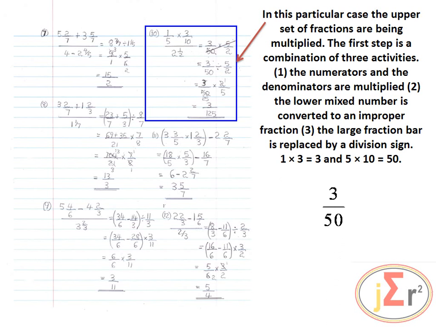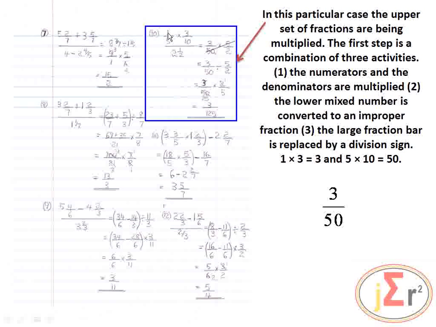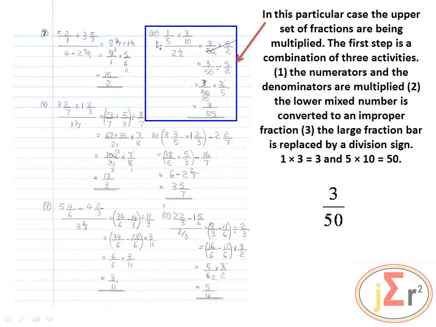So we have 3 over 50 when we say 3 ones are 3, and 10 fives are 50. And then the 2.5 will be converted to an improper fraction by saying 2 times 2 is 4, and then 4 plus 1 is 5, so 5 over 2. And what will we do?